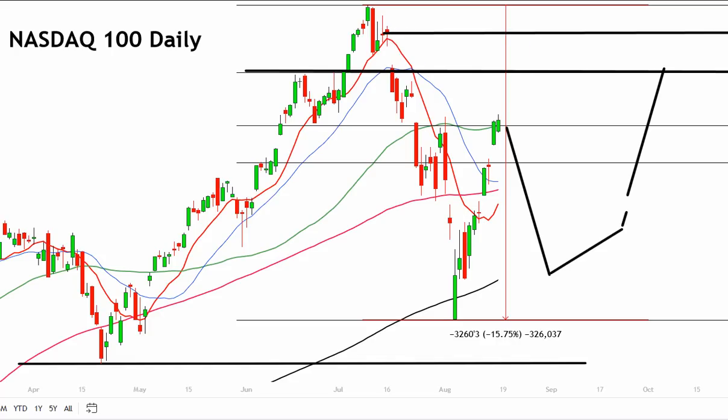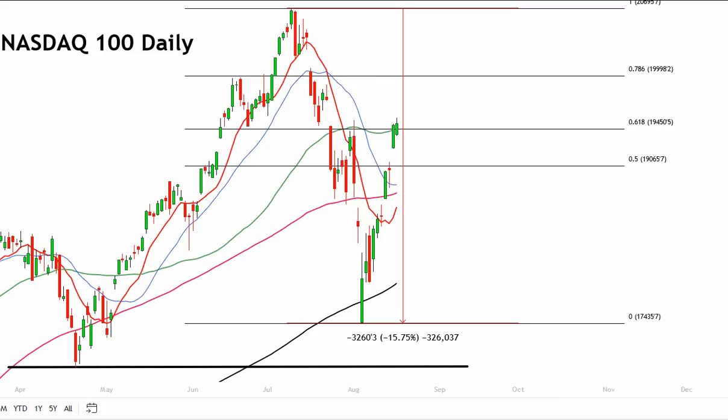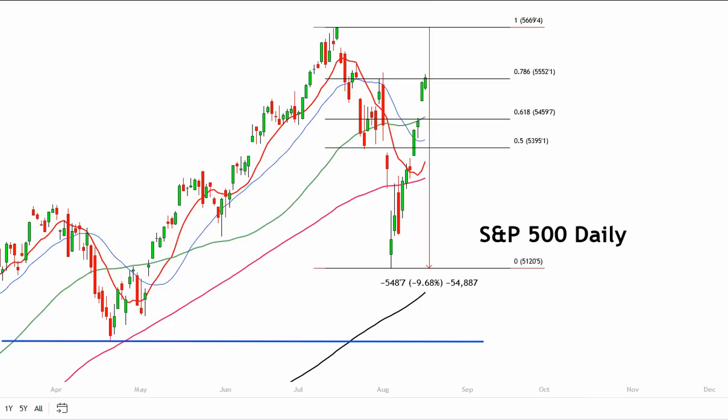I think you'll probably overthrow the 78.6 Fibonacci and go to this gap fill right here at 20,398, or 20,400 rounding up. I think you'll come up to just under this level, and I think you'll see a peak, going into the Fed meeting. Now, pull back. The same thing with the S&P 500. We're going up to the 78.6 Fibonacci. We're going up to horizontal resistance right here.